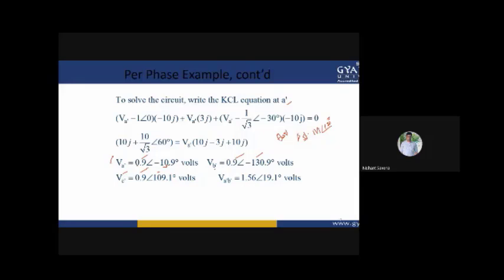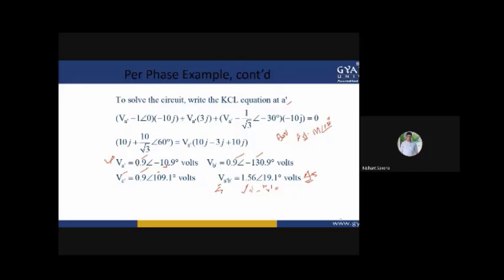Now we have the phase voltages. We have the phase voltages VA dash, VB dash, and VC dash. And now we are going to find the line to line voltages, that is VA dash B dash, which we have to calculate. So when we calculate it, it will be VA dash minus VB dash, which will give you 1.56 angle 19.1 degree volts. This is your answer.